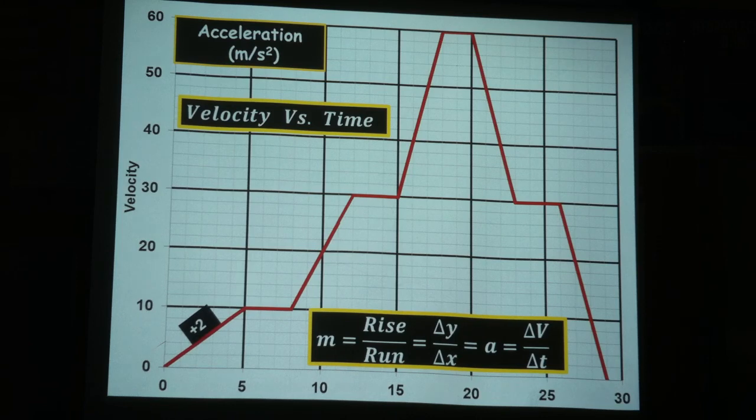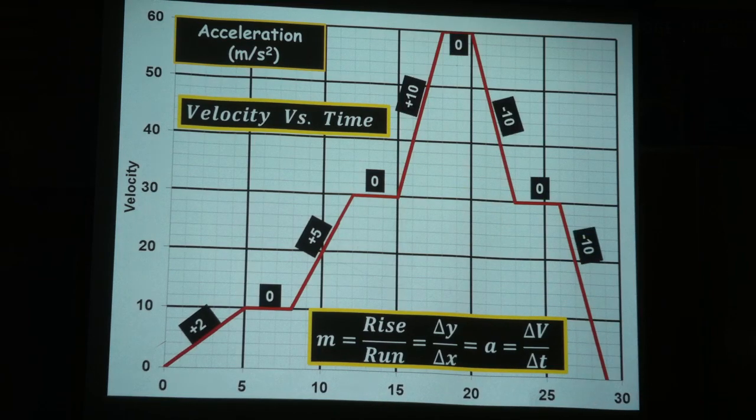The first slope is going to be plus 2, and that means that the acceleration is going to be plus 2. The acceleration there is 0, meaning that it has a constant velocity. And we're going to go up the same exact way. So notice the negative 10 and positive 10. That means that it is decelerating, or the acceleration is negative. Acceleration, like velocity, can be a vector where you have direction as well as magnitude.